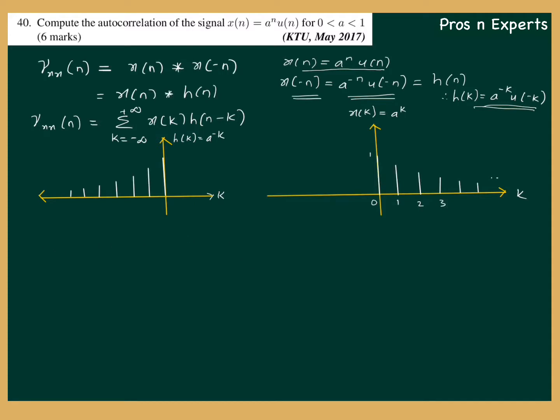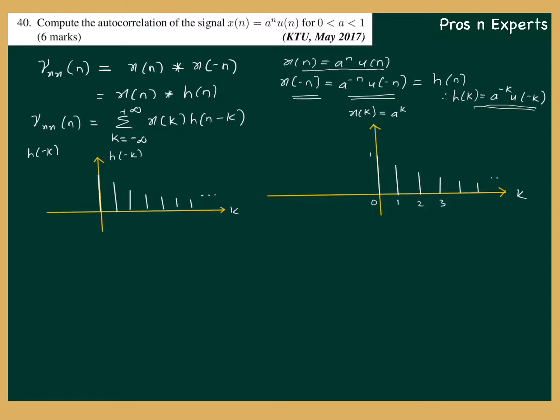Now let us find out h of minus k. We have got h of k. Now h of minus k is to be found out. So this is h of minus k obtained by flipping or folding h of k to the right. Now the next step is to find out h of n minus k. We have h of minus k with us. Find h of n minus k by shifting h of minus k n units to the left initially. Initially we are assuming n is very much less than 0, so initially shifting this n units to the left.